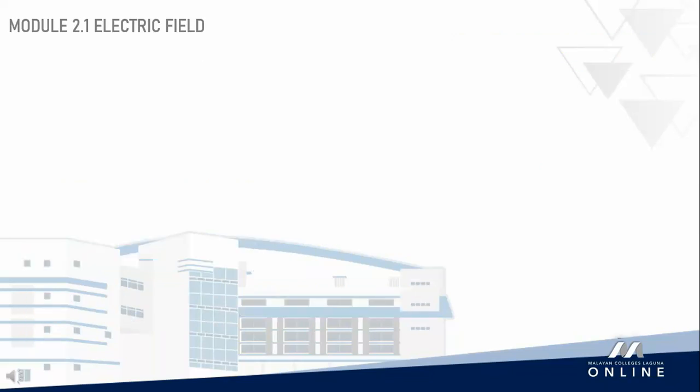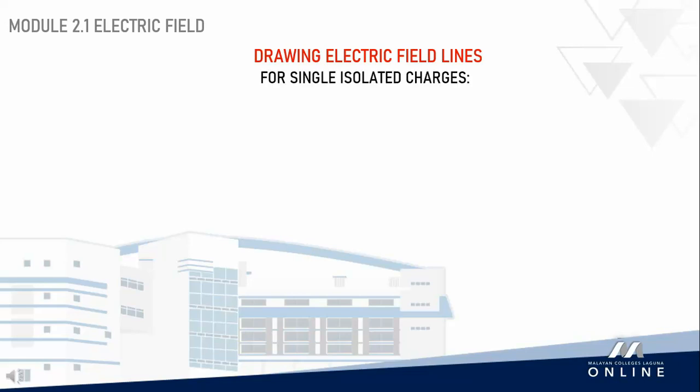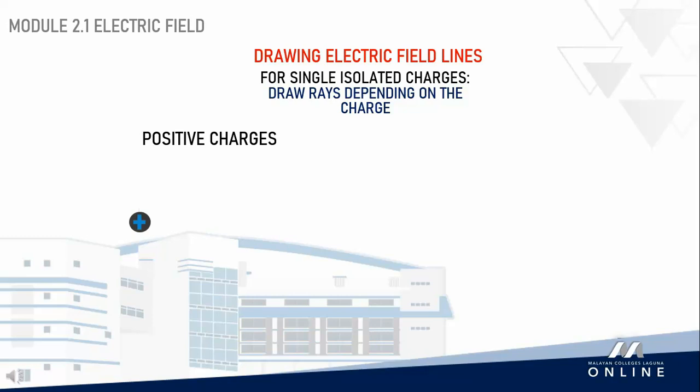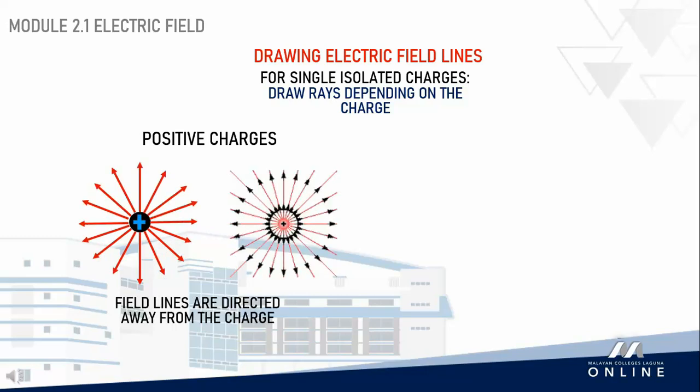From the previous lesson, we have learned that vectors can be illustrated as arrows. In the case of electric field, since its variables are both vectors, therefore electric field is a vector quantity. We are going to show it using electric field lines. To illustrate the electric field lines of single charges, we are going to draw rays depending on the charge that is being illustrated. For a positive charge, the field lines should be directed away from the charge, while for a negative charge, the field lines will be directed towards it.